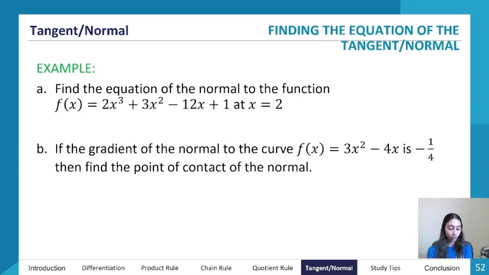If the gradient of the normal to the curve f of x is equal to 3x squared minus 4x is negative a quarter, then find the point of contact of the normal. Okay, so that's kind of like the inverse method of doing A. I'm going to give you a few minutes for this.